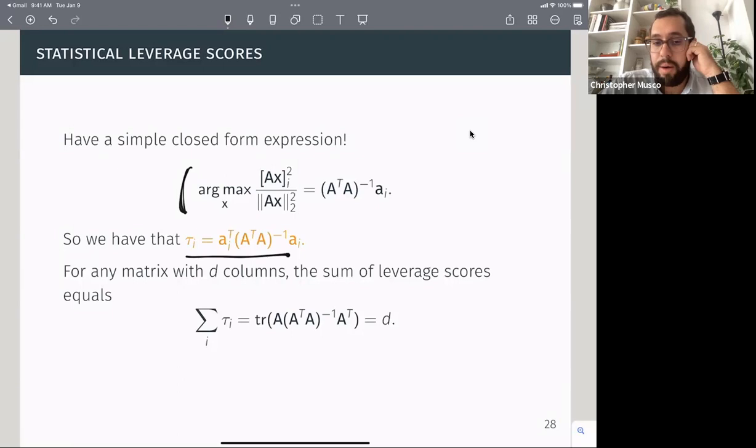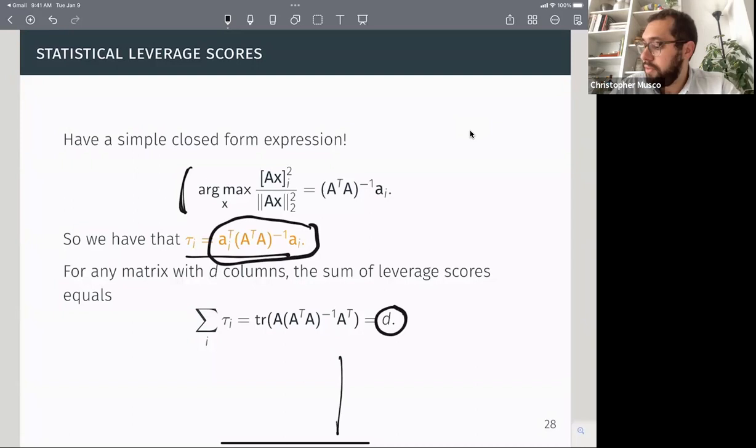The sum of these leverage scores, one way of writing it, is the trace of A times (A transpose A) inverse times A transpose. That's just summing up this expression. By the cyclic property of trace, you can see that this is just the trace of a d by d identity matrix. So they always sum to d, which has nothing to do with the height of the matrix A. It only has to do with the width d. I find this a surprising fact.